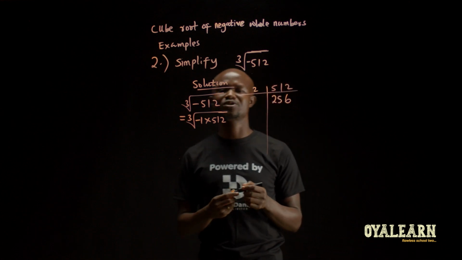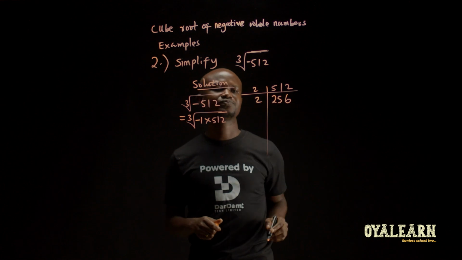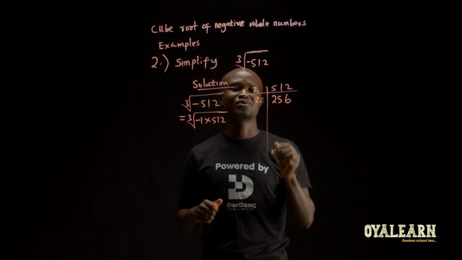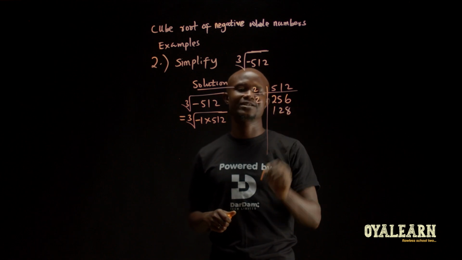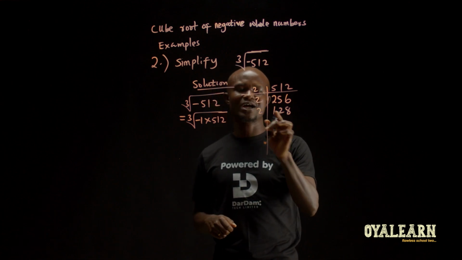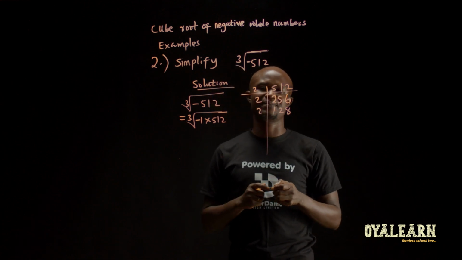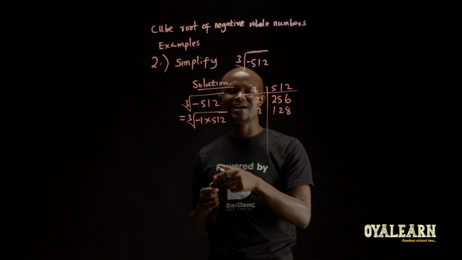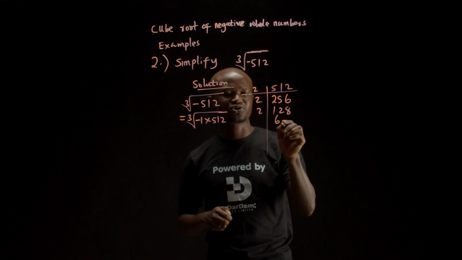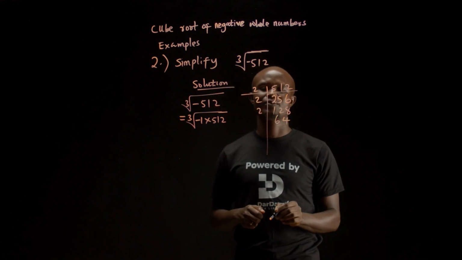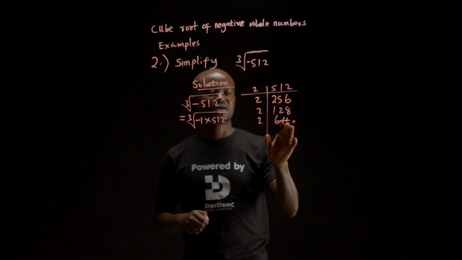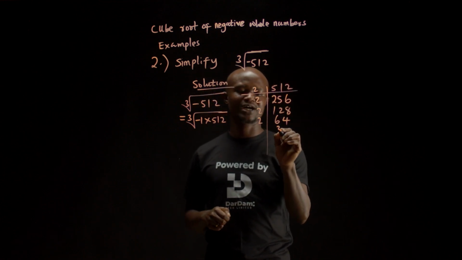Now, what can we use to divide again? We can use 2. Now, 256 divided by 2, what do we have? 128. Now, dividing by 2 again, 128 divided by 2. 12 divided by 2, what do we have? 6. Then 8 divided by 2, what do we have? 4. We can use 2. Now, 64 divided by 2, we have 32.